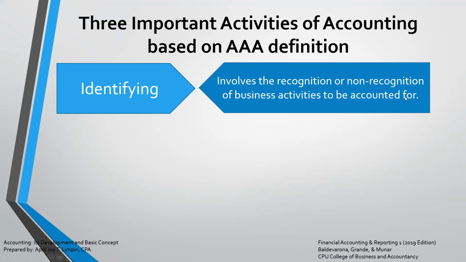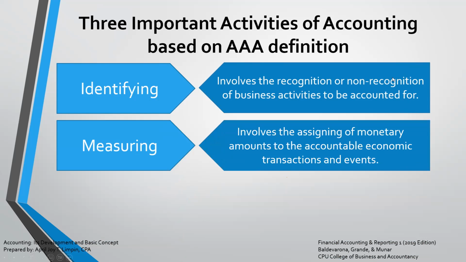Next, for the definition, measuring. It involves assigning of monetary amounts to the accountable economic transactions and events. Another one, Miss Estacio.